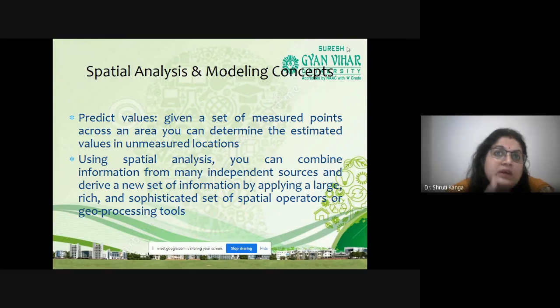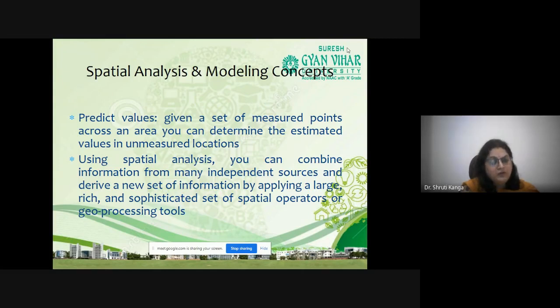We can go for the addition, subtraction, multiplication of these layers, and then we can go for different kinds of geoprocessing, or we can use different kinds of spatial operators, which I told you, addition, subtraction we can go for. Okay, so using this spatial analysis, we can combine the information of different sources onto a single platform.